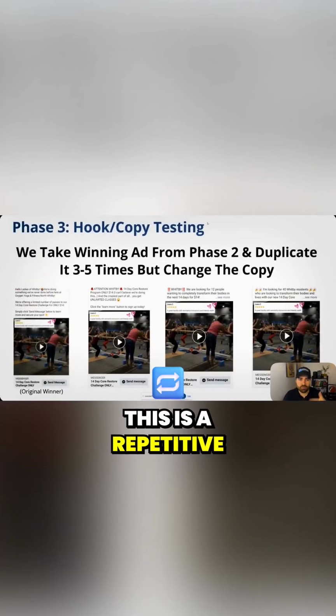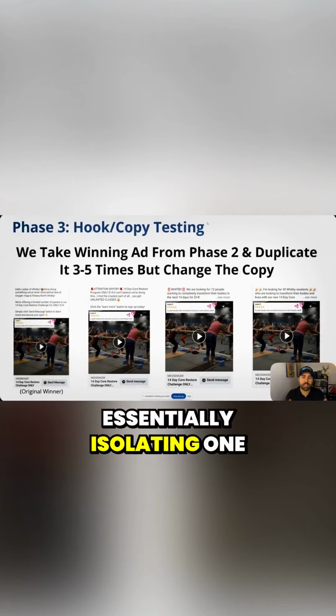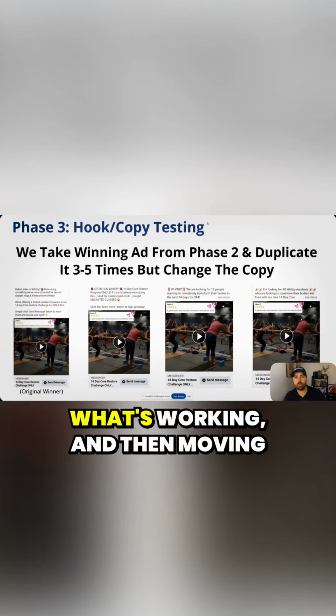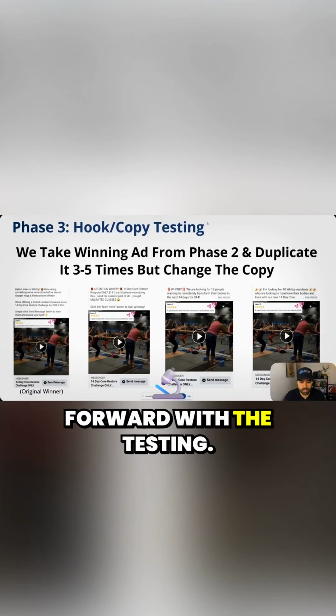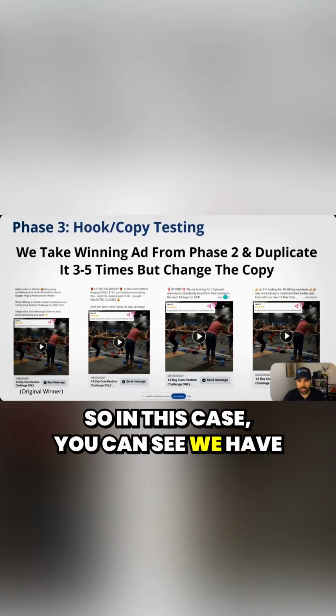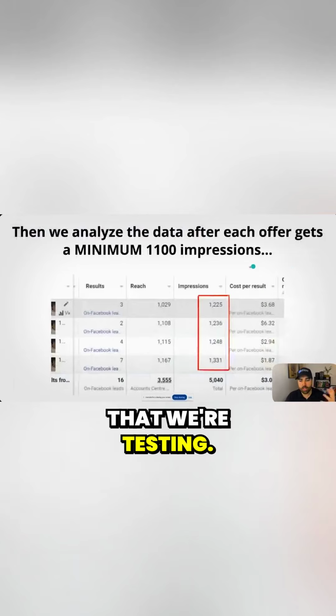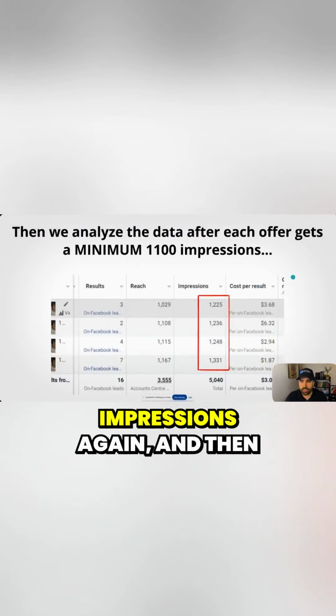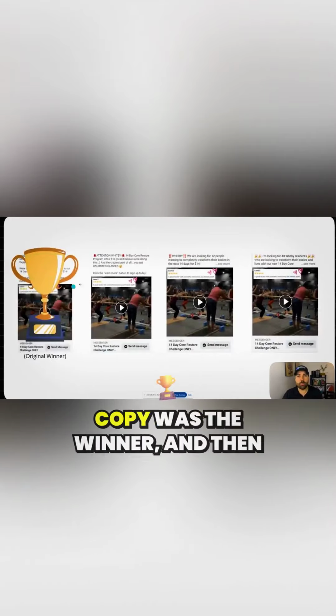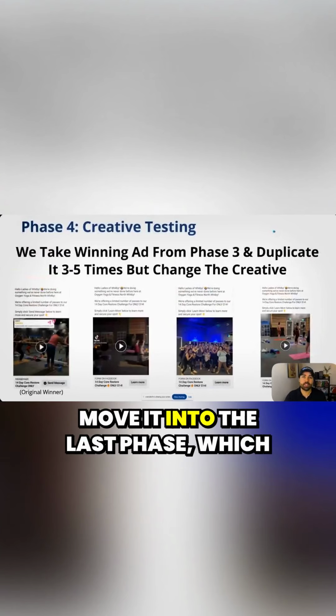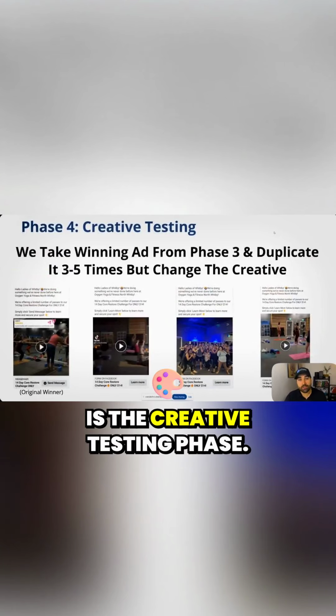This is a repetitive process, but we're essentially isolating one variable, figuring out what's working, and then moving forward with the testing. So in this case, you can see we have 3 to 5 different copies that we're testing. We're going to let them get 1,100 impressions again, and then we're going to figure out which copy was the winner and then move it into the last phase, which is the creative testing phase.